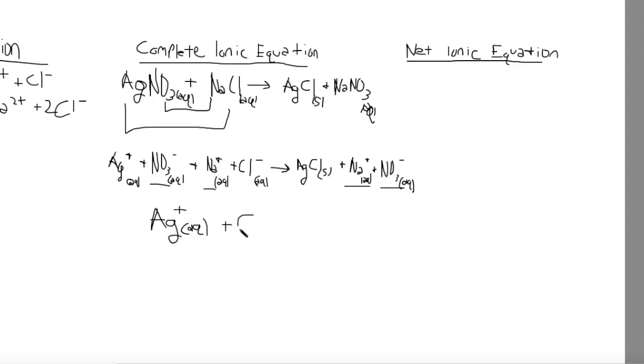Plus chloride, remember that's chloride, because it's an ion. Reacted and produced silver chloride, which is not soluble, it's a solid. And that's our net ionic equation.